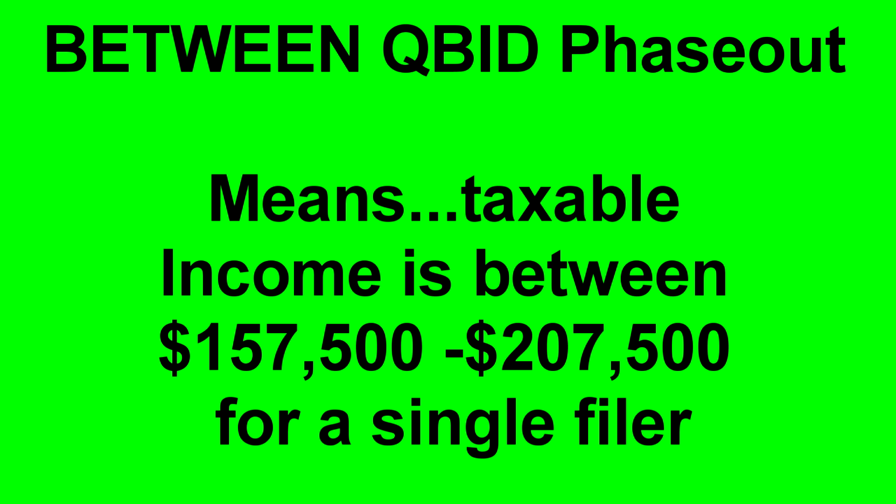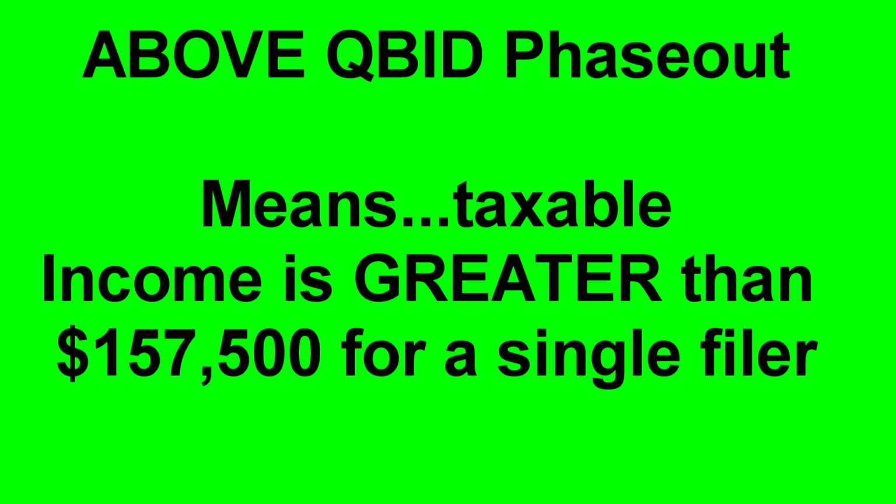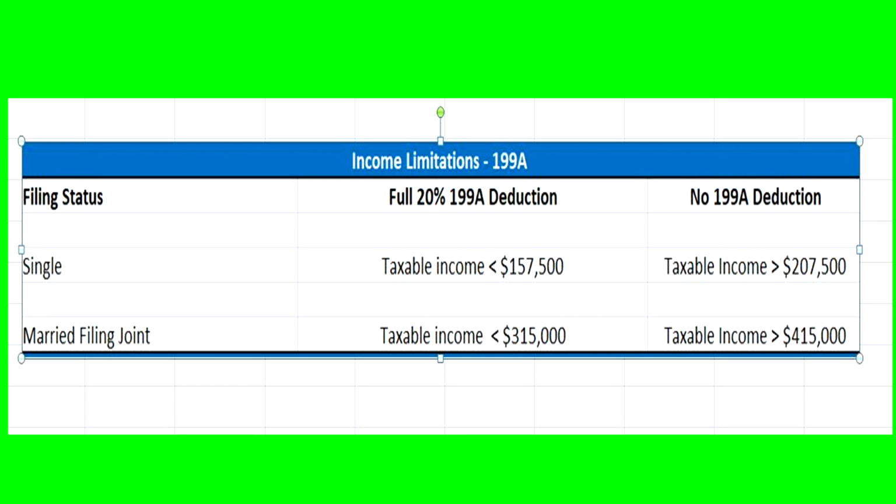If I say his QBI income is in between the phase-out, it means his income is between $157,500 and $207,500. If I say his QBI income is above the QBI phase-out, it means his taxable income is above $207,500. So that's what I mean when I'm talking about QBI income phase-out. And this chart shows it right here. Now, like I said, all the examples are going to be based on a single filer. I did that for consistency, so you don't get confused between one filing status and the other.